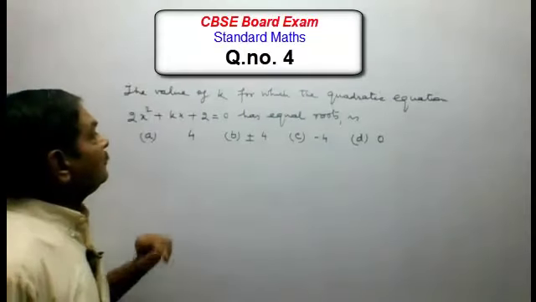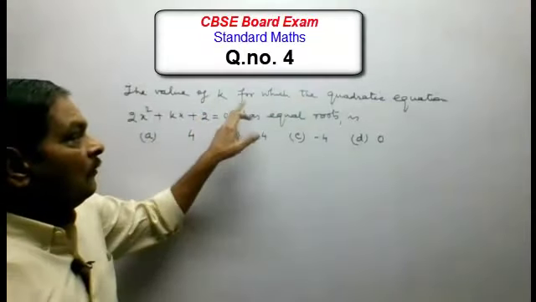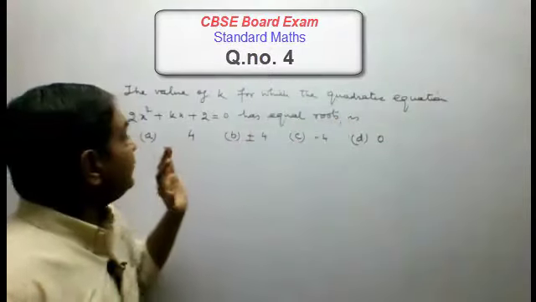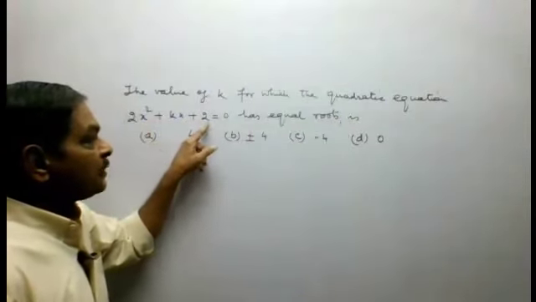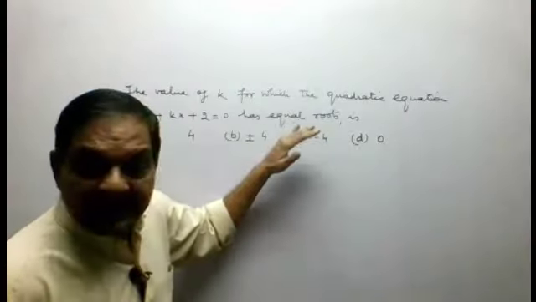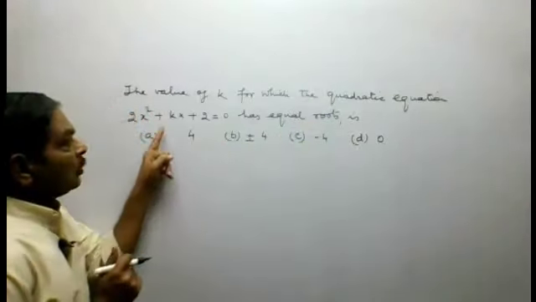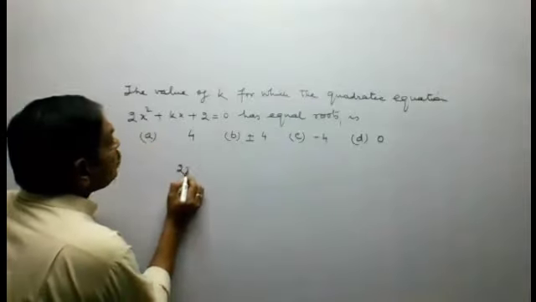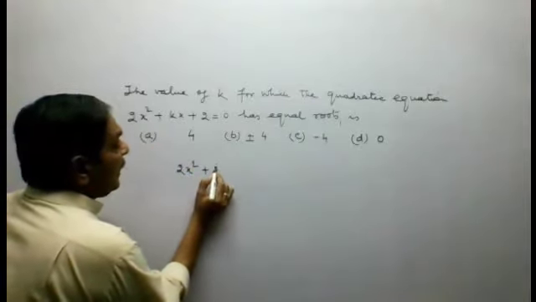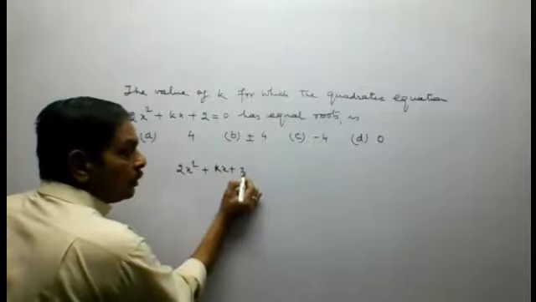Question number 4. The value of k for which the quadratic equation 2x square plus kx plus 2 equal to 0 has equal roots is. 4 options are given to us. See, the quadratic equation is 2x square plus kx plus 2 equal to 0.